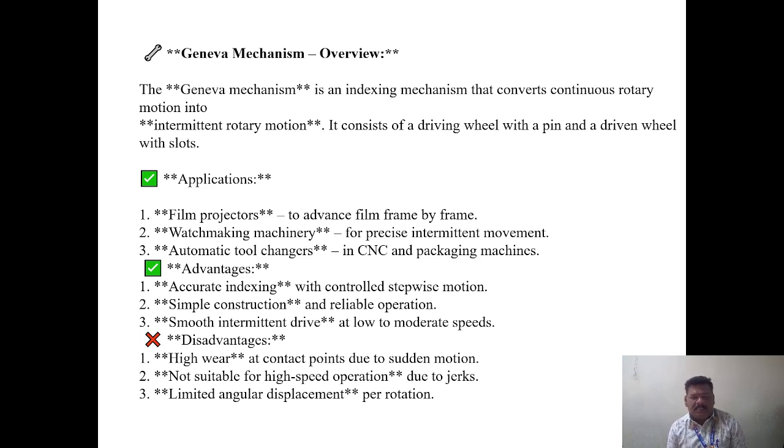It consists of a driving wheel with a pin and a driven wheel with a slot. The applications are film projectors to advance film frame by frame, watch making machinery for precision and incremental movement, automatic tool changers in CNC machines and packing machines. Advantages are accurate, simple construction, smooth intermittent drive, and disadvantages are high wear and tear. It's not suitable for high speed operations. Limited angular displacement for rotation is taken care of in the Geneva mechanism.